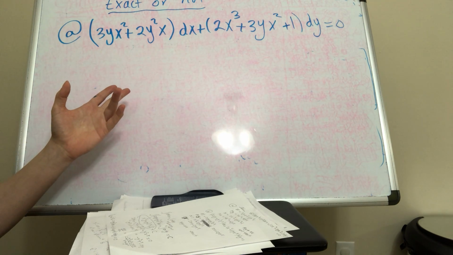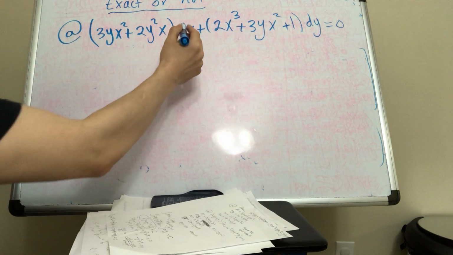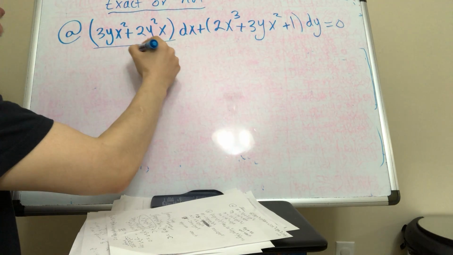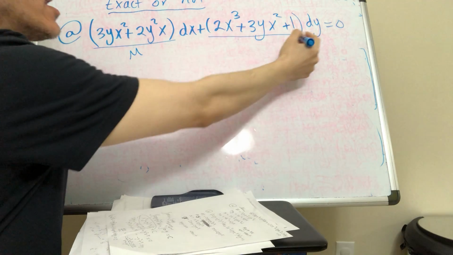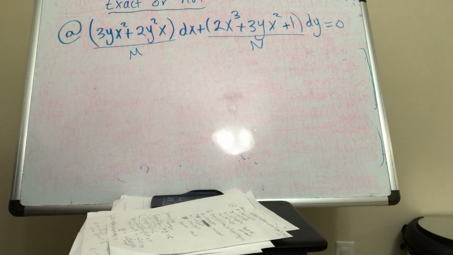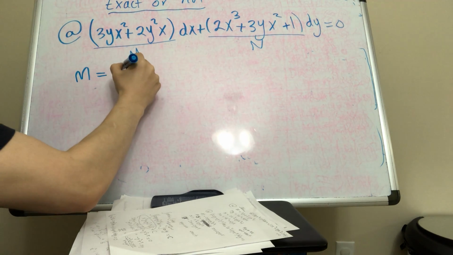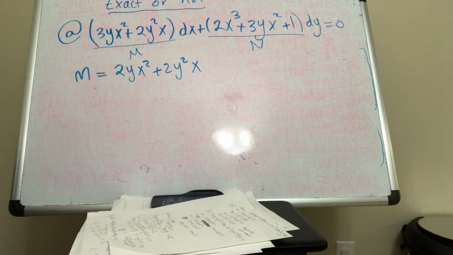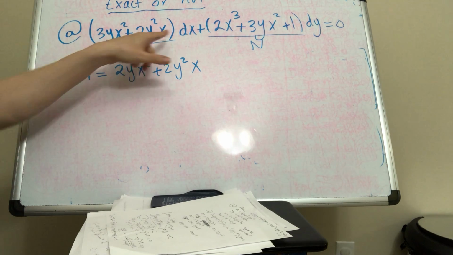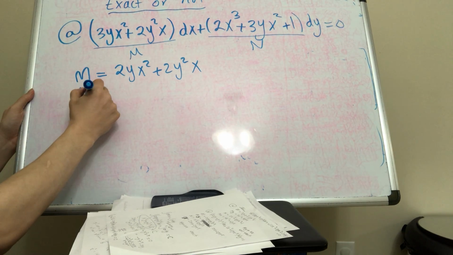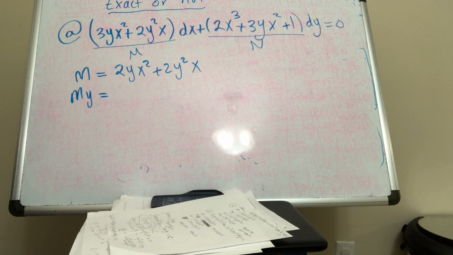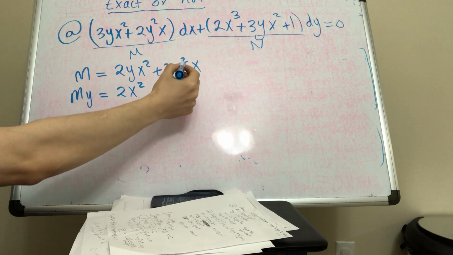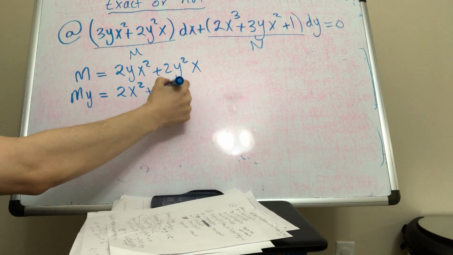When they ask whether it's exact or not, similar to Cal 3, whatever is multiplied by dx you call M, and whatever is multiplied by dy you call N. So your M is 2yx² + 2y²x. Since this is M and it's in dx, you find its derivative with respect to y. A constant y would be the constant, and here you bring the 2 down, becomes 4yx.